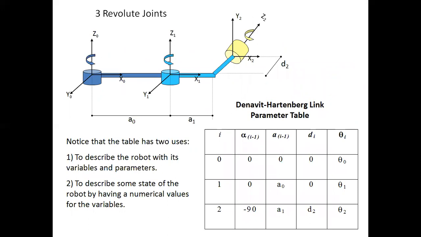Apart from that, we'll have 3 revolute joints. Notice that the table has two uses. One is that we can describe the robot with its variables and its parameters.